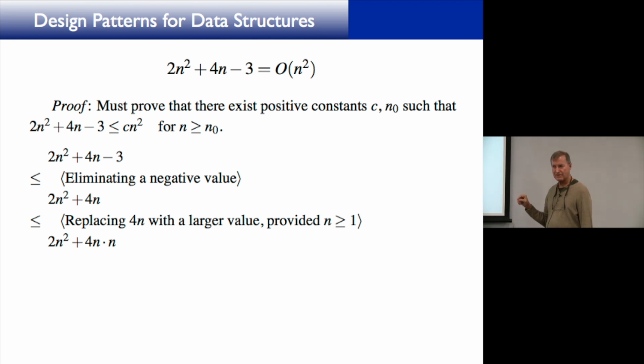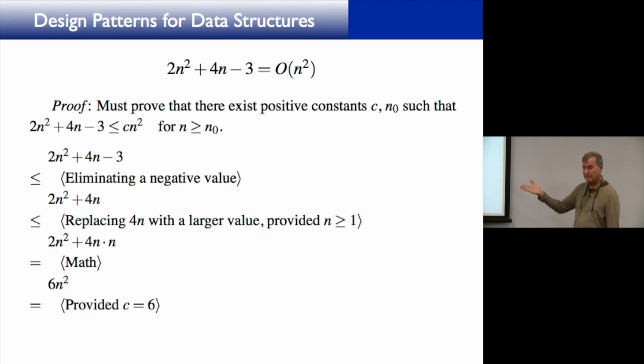Is everybody clear? Okay? But now what's 4n times n? 4n squared. And what's 4n squared plus 2n squared? 6n squared. All right, so with some math, that's 6n squared. But now we wanted to get this to be less than or equal to what? Cn squared. So now what? C must be 6.